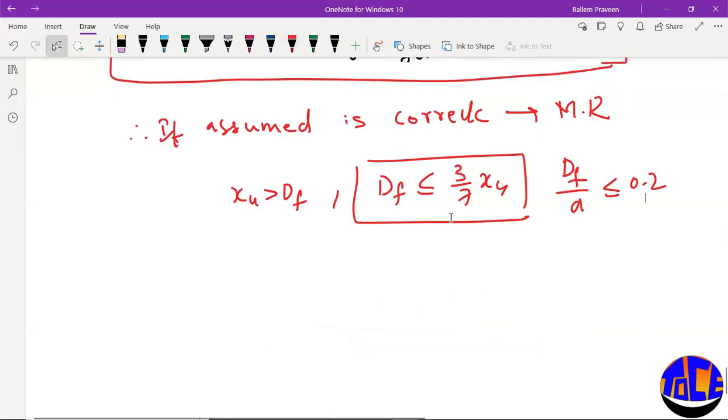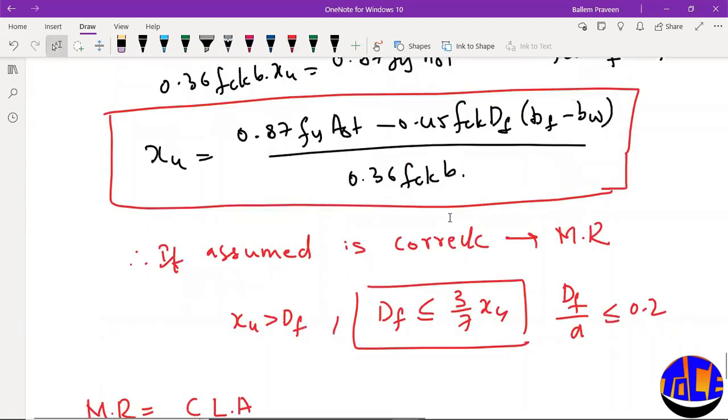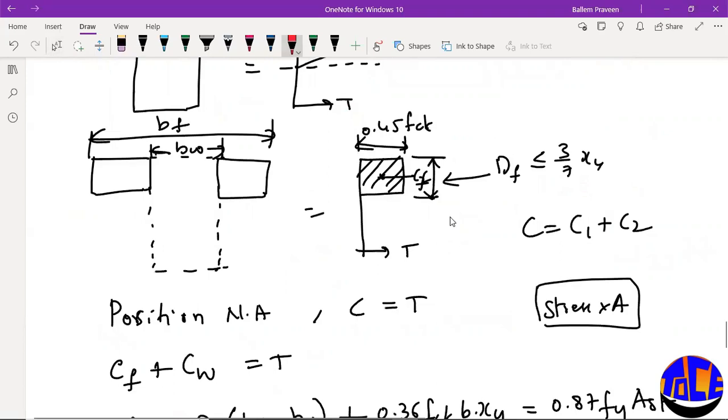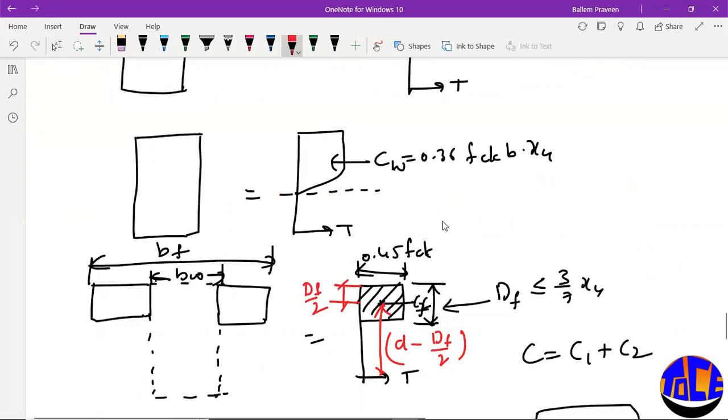So how can we find the moment of resistance? The moment of resistance is equal to C into the lever arm, right? For the flanged section, what is the lever arm? The compressive force of the flange is acting at half of df, right? So the lever arm is d minus half of df. And for a rectangular section, we already know it is d minus 0.42 xu.